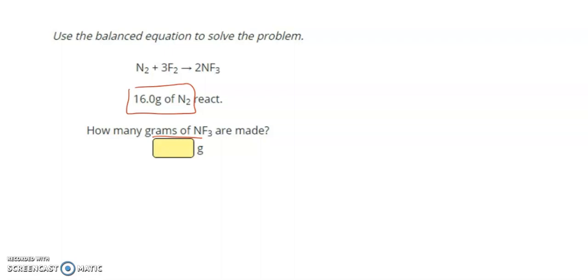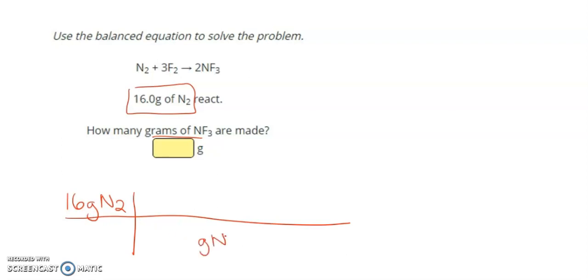I'm going to take my given, 16 grams of N2. I'm going to set up my conversion. I'll drag grams of N2 down to the bottom. Now I'm trying to get to grams NF3, but I don't know how many grams NF3 are in grams of N2. I can pretty much just go to moles N2 right here. And because I'm not at grams NF3 yet, I'm going to need to add some more columns until I get to grams NF3.